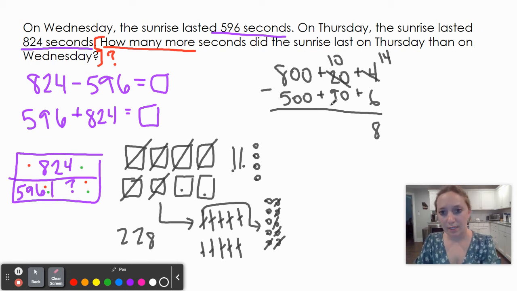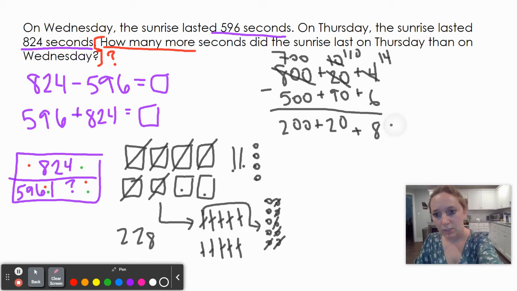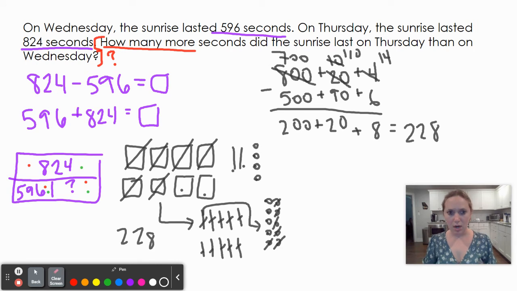Now I can do 10 minus 90, but I don't have enough tens to take away. So I'm going to take 100 to the bank and regroup it. Now I have 700 left. And then instead of 10, now I have 110, which is 11 tens. I have enough to take away 90. 110 minus 90 is 20. And now I can do 700 minus 500, which is 200. 200 plus 20 plus 8 equals 228, which matches our other answer.